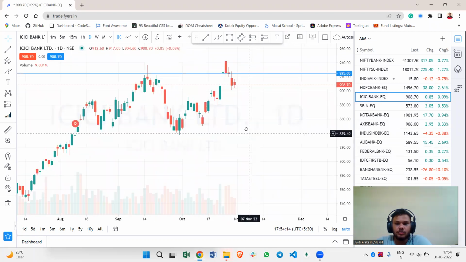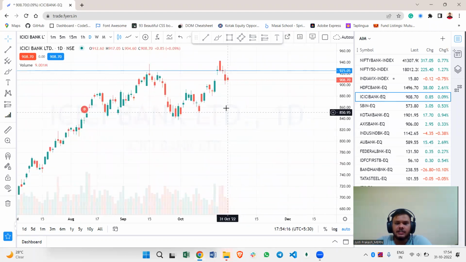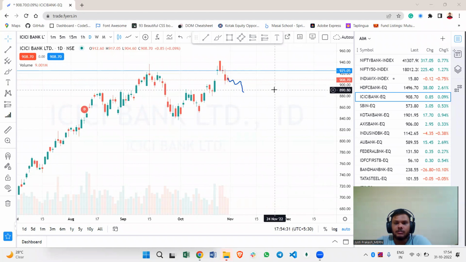Now let's look into ICICI Bank. Here you can see that ICICI Bank opened gap up and now trades around the closing level. If it opens flat or opens gap down and goes below, and closes below 905, then you can set your first target to the round level 900, and the second target will be 890. For buying, it needs to close above 915.